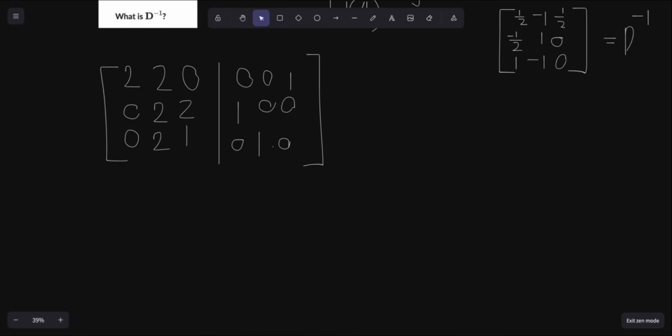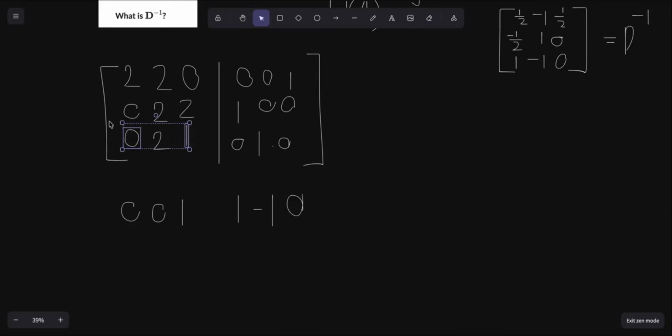What else can I do? What if I subtract this row right over here by this row? If I subtract those two, that means I'm going to get 0 here. So I'm going to get 0 minus 0 is 0. I'm going to get 2 minus 2, which is 0, and 2 minus 1, which is 1 here. And then on the other side, I'm going to get 1 minus 0, which is 1, and 0 minus 1, which is negative 1, and a 0 there.